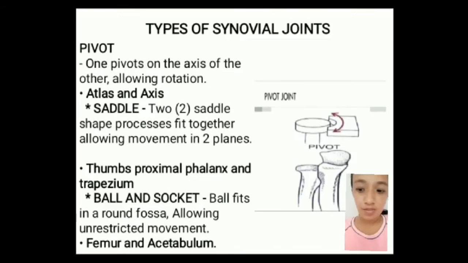Other types of synovial joints. One of these is the pivot. Pivot is also called the rotary joint. One bone pivots on the axis of the other, allowing rotation around its long axis. Saddle: two saddle-shaped processes fit together, allowing movement in two planes, as in the carpometacarpal joint, proximal phalanx and trapezium. Ball and socket: the ball fits in a round fossa, allowing unrestricted movement, as in the femur and acetabulum.